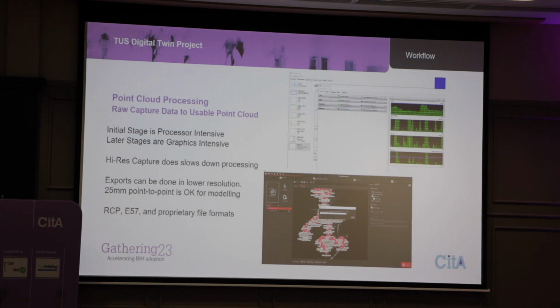Now the point cloud processing itself, what we found, again, we used a number of different vendors as we were going through this. The initial stage is processor intensive. So when you're taking the raw data off of the capture device and processing that, it is very, very processor intensive. Little graphic there is just showing some of the horrors that my poor old machine had to go through. I was crunching this on an i7 with 96 gig of RAM and a couple of terabytes of SSD. And for one particular data set, it took over 40 hours of processing.